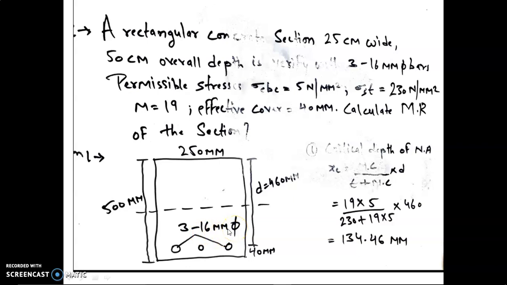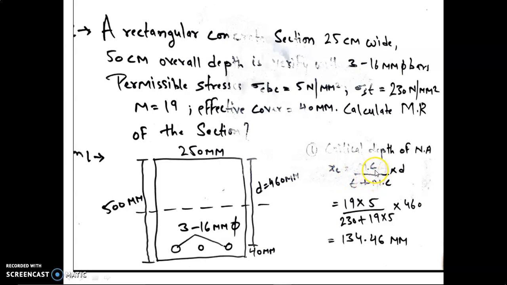First we have to find whether our section is a balanced section, over reinforced section or under reinforced section. For that we have to calculate XA and XC. XA is the actual depth of neutral axis and XC is the critical depth of neutral axis. So here our first step is finding the depth. First we find the critical depth of the neutral axis. This formula we already described in our previous lecture.